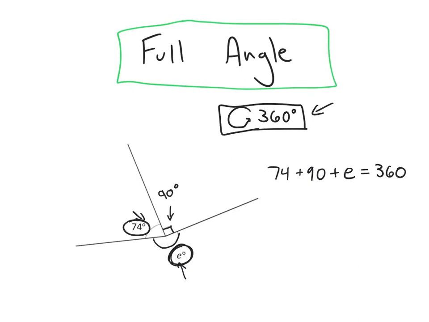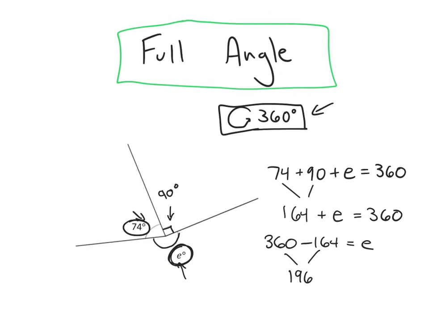We can do a little combining right off the bat. We can combine 74 and 90, and that's going to be 164. Then 164 plus E is going to equal 360. Now that we have it simplified down to this, we can use our knowledge of fact families to know that 360 minus 164 is going to equal whatever E is. If we do a little subtraction, we see that 360 minus 164 is 196. So E is equal to 196 degrees.